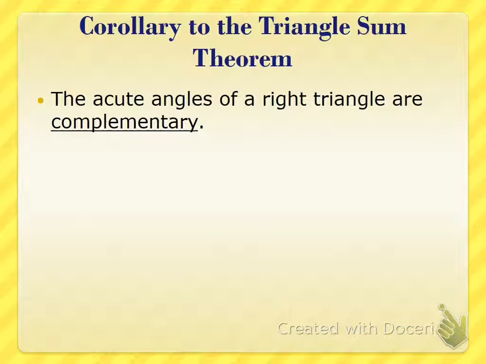The last little bit of information that we have is the corollary to the triangle sum theorem. That states that the acute angles of a right triangle are complementary. Complementary meaning that they add up to 90.